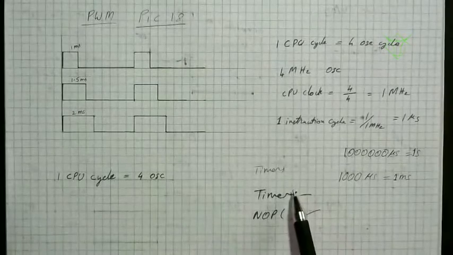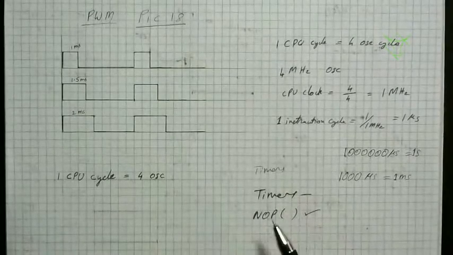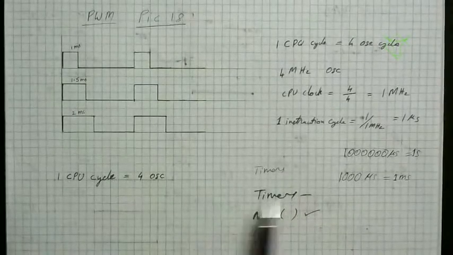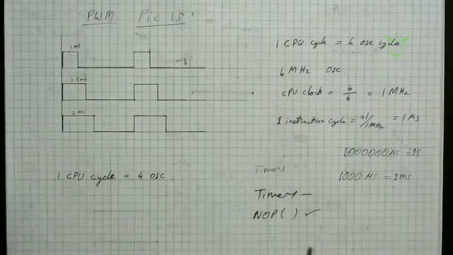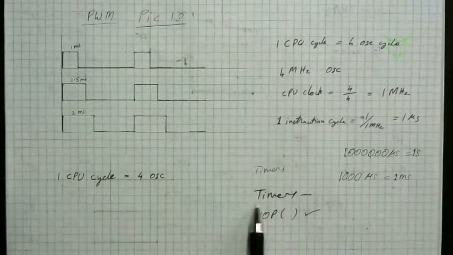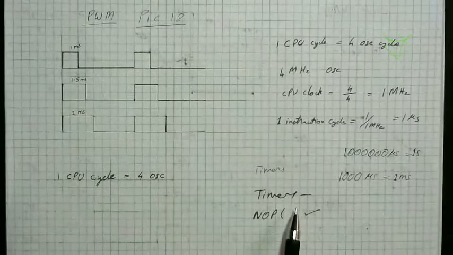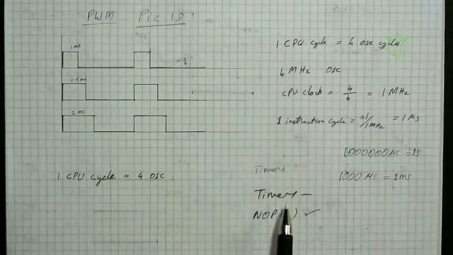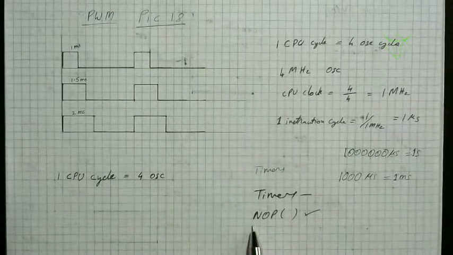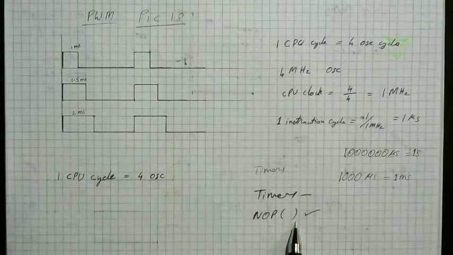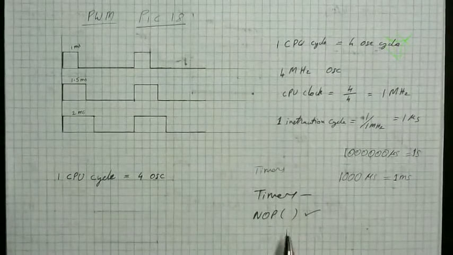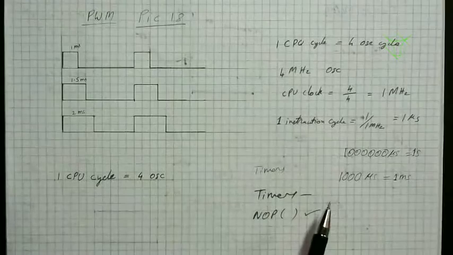Timers are peripherals inside the PIC microcontroller by which you can generate the delay or calculate time. But anyway, I'll cover those things in future videos. Right now we are using the NOP instruction. NOP means no operation. That means we are wasting the cycles.